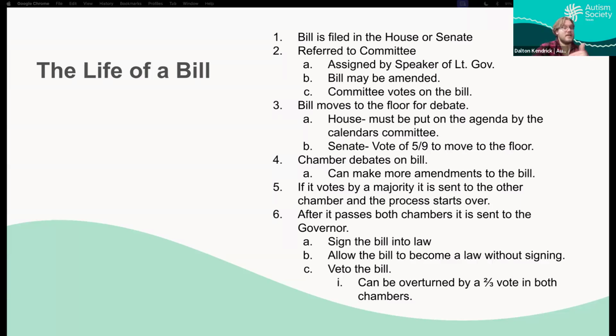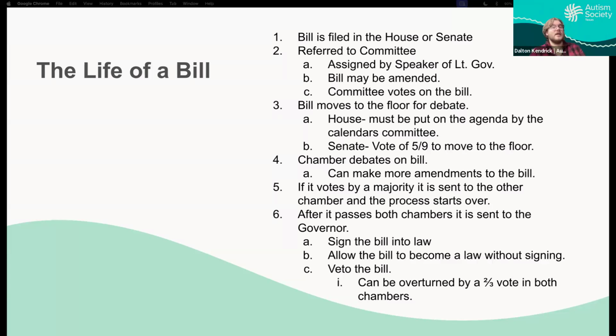Once it gets onto the floor for debate, the chambers will debate the bill, and they can make more amendments to the bill if they need. Then it goes to a vote. If it's voted by a majority, it's sent to the other chamber and the entire process starts again. So if a bill is filed in the House, it'll go through all of these steps. Say the House passes it with a majority. It then gets moved to the Senate, and the Senate has to do all of these steps again to get it passed. So it has to pass through both houses in order to go on to the next step.